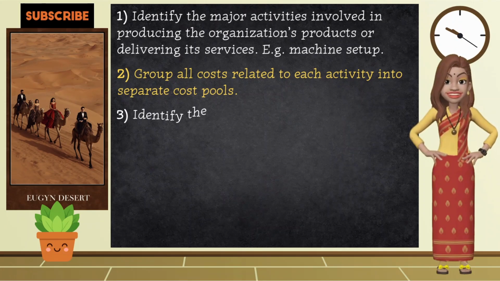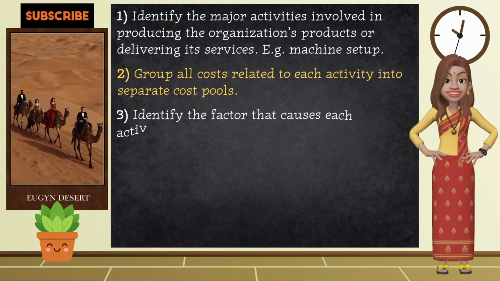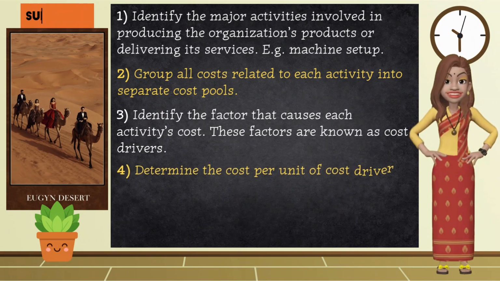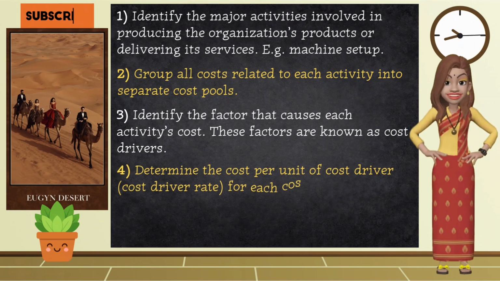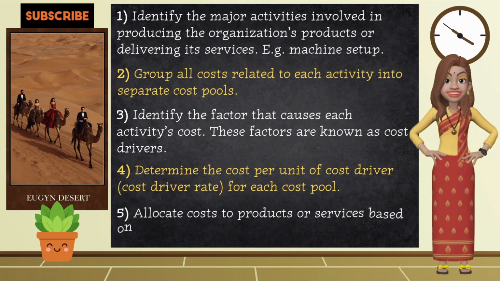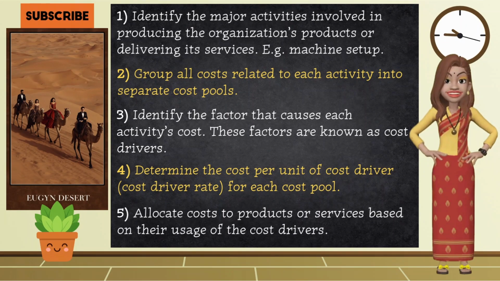3. Identify the factor that causes each activity's cost. These factors are known as cost drivers. For example, the cost driver could be the number of setups. 4. Determine the cost per unit of cost driver or cost driver rate for each cost pool. 5. Allocate costs to products or services based on their usage of the cost drivers.